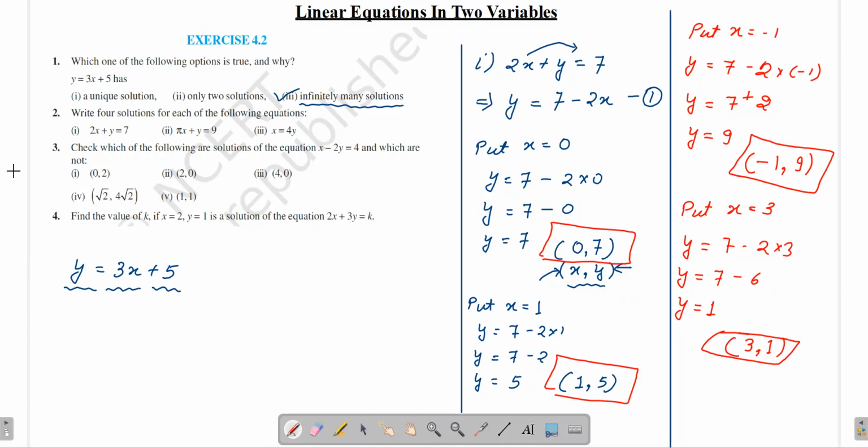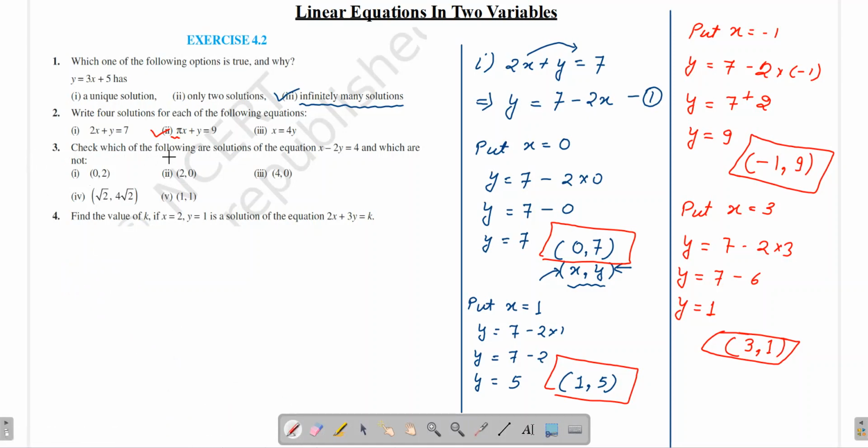I hope this must be clear. For the second part, you can leave your answer in terms of pi. Don't get confused. You can leave your answers in terms of pi only. There is no worries. And then the third one, you all can try it at your home. Let us see what the next question says.